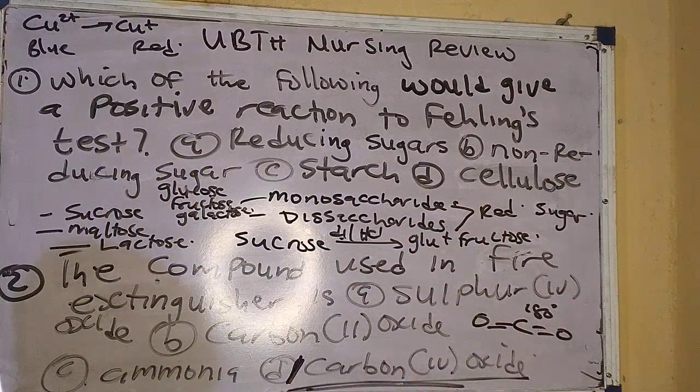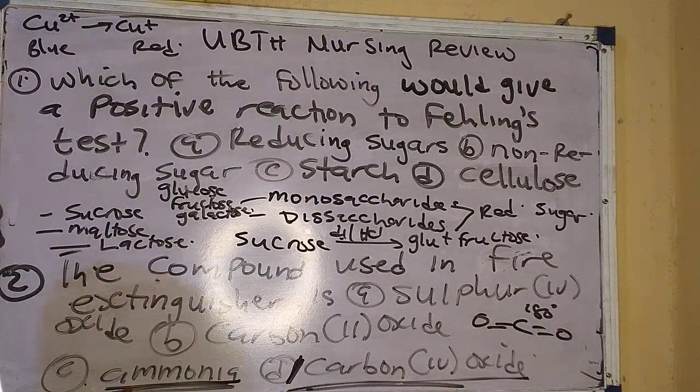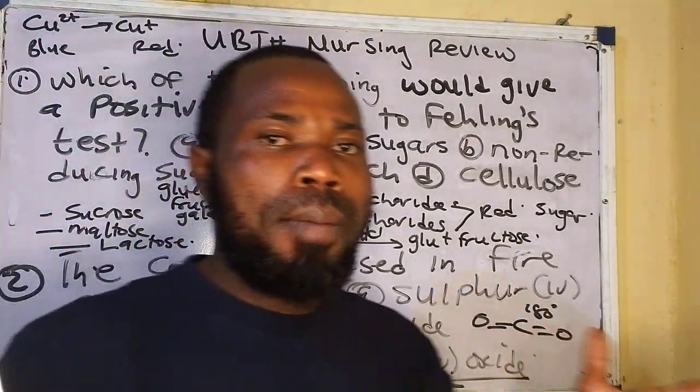Now talking about ammonia. Good. Ammonia is an alkaline gas. Of course it has a urine smell, and is manufactured through the Haber process.